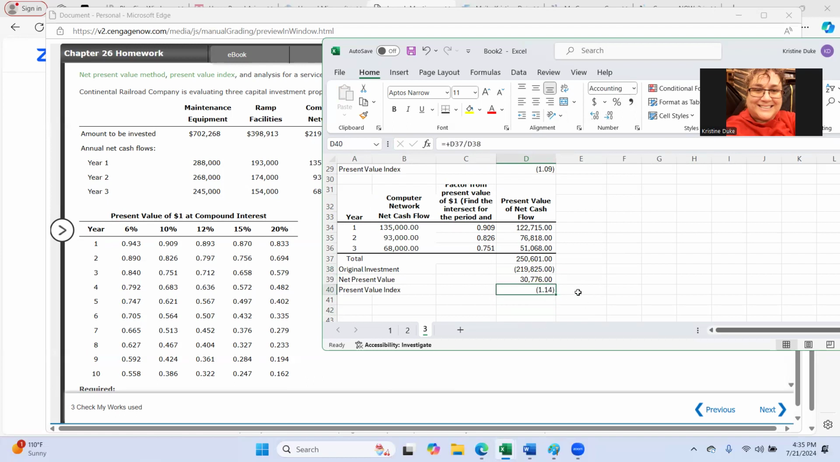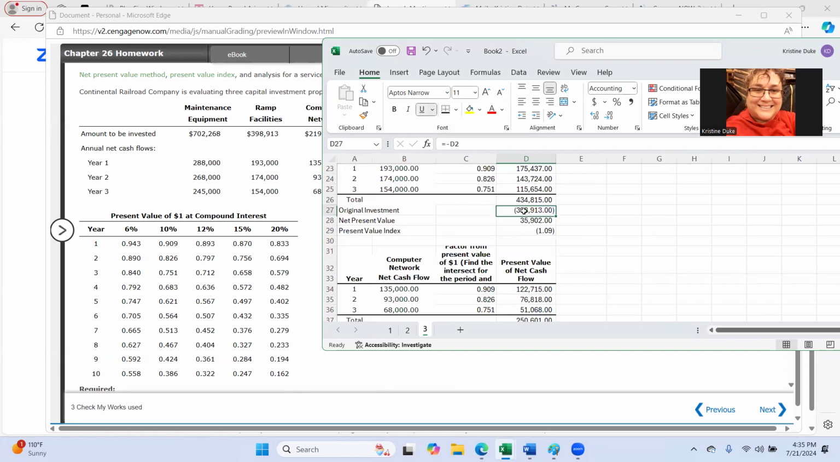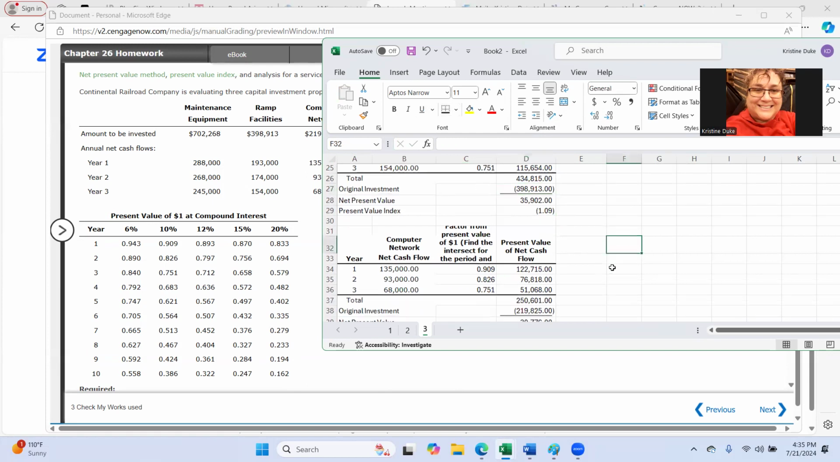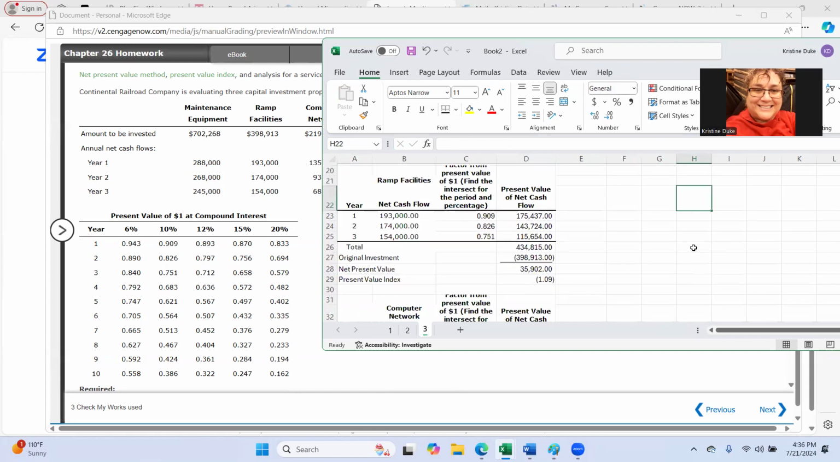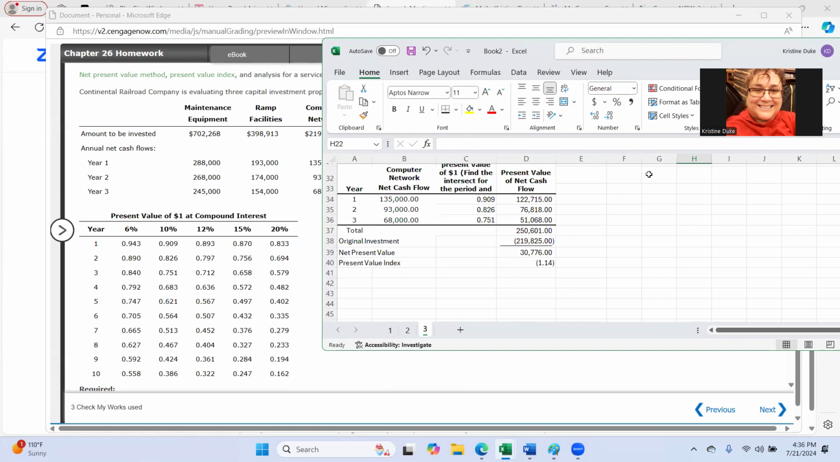1.14. So basically, these two projects are looking fine. What this present value index does for us is it allows us to take unequal projects and give them a rating. So you're not looking at just the dollar amounts, you're looking at how well they're going to perform. Okay, so that's what that's doing. Put some underlines in there just to make things look pretty, because we like pretty. Okay, there we go. So that's number 3.